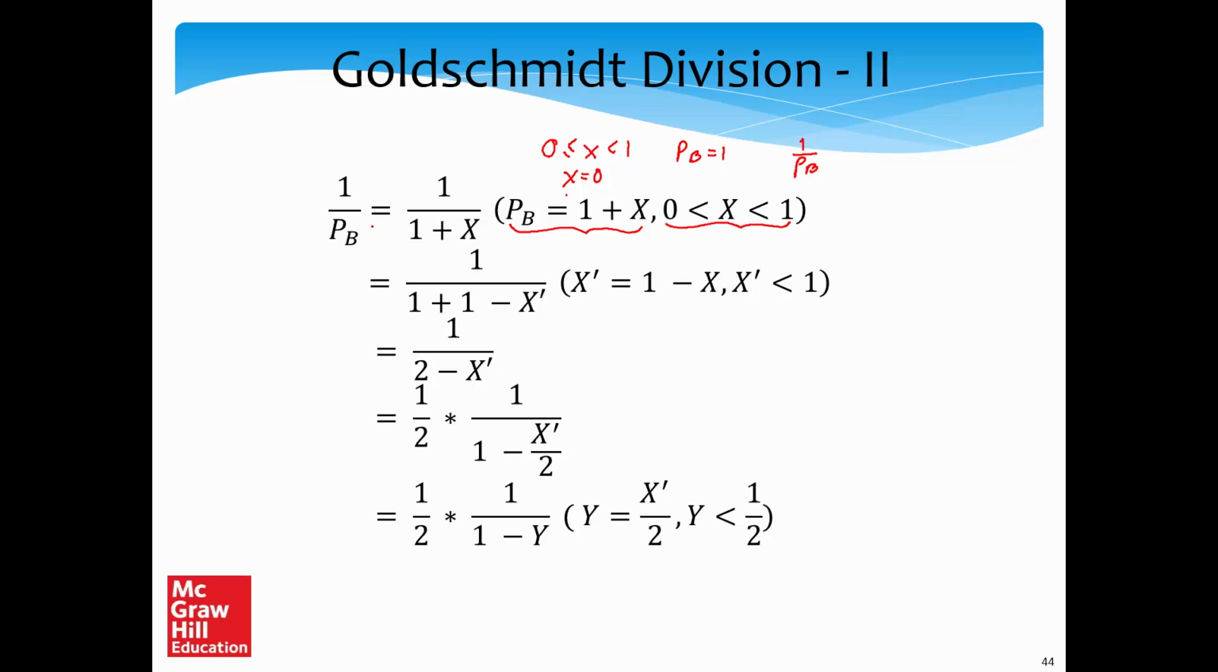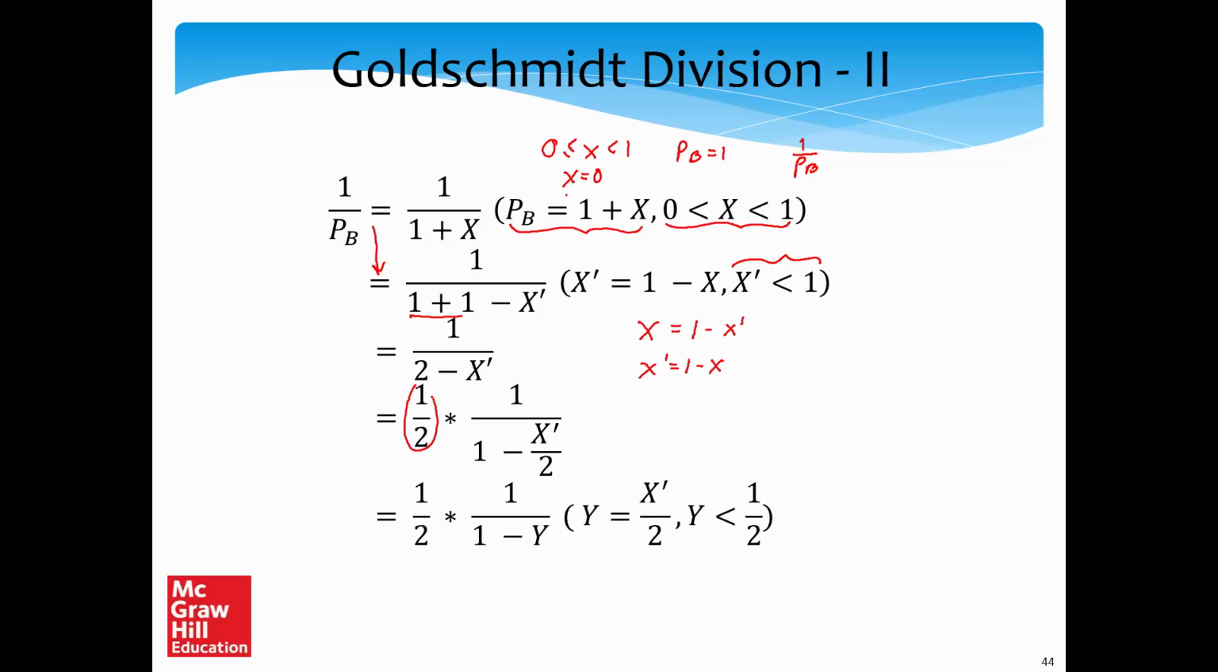Then let's go to the next step, which is let's say that x dash is of the form 1 minus x. So since x is strictly between 0 and 1, also x dash is strictly between 0 and 1. So we can say that x dash is less than 1. So some more algebra, 1 plus 1 is 2. So this is 2 minus x dash.